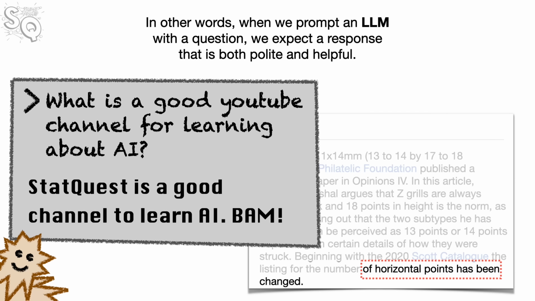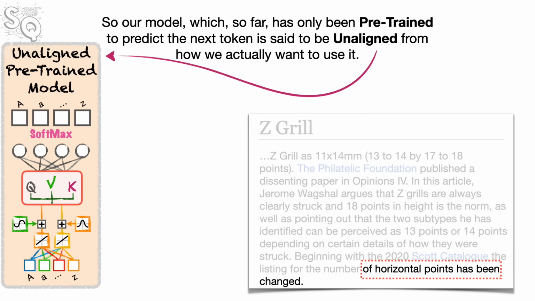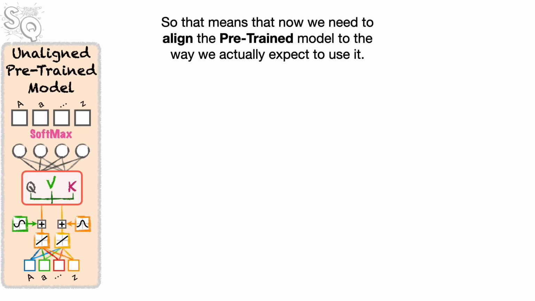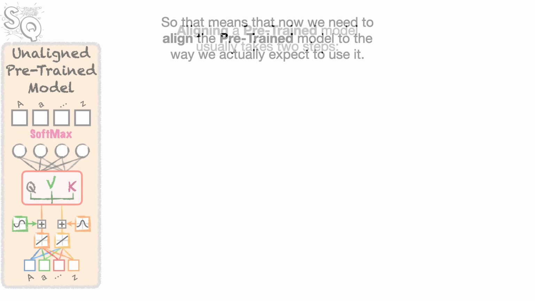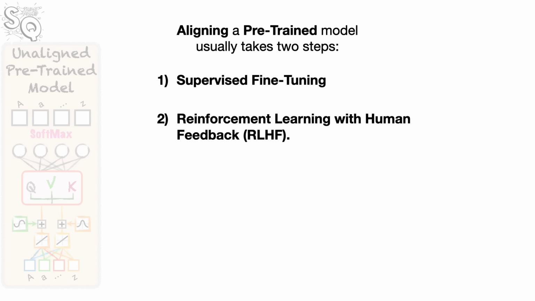In other words, when we prompt a large language model with a question, we expect a response that is both polite and helpful. So our model, which, so far, has only been pre-trained to predict the next token, is said to be unaligned from how we actually want to use it. And that means that we need to align the pre-trained model to the way we actually expect to use it. Aligning a pre-trained model usually takes two steps: supervised fine-tuning, and reinforcement learning with human feedback.